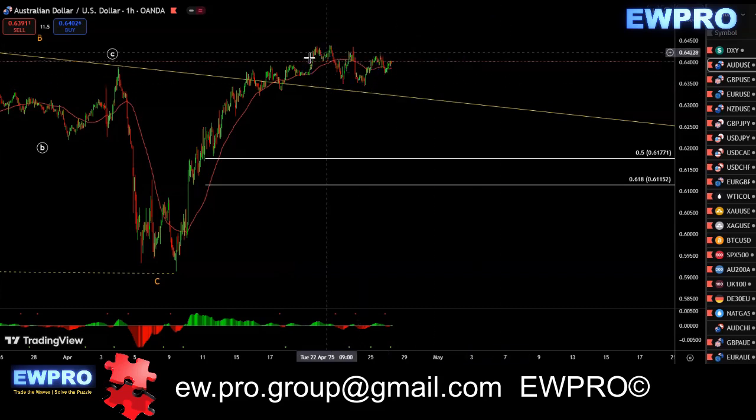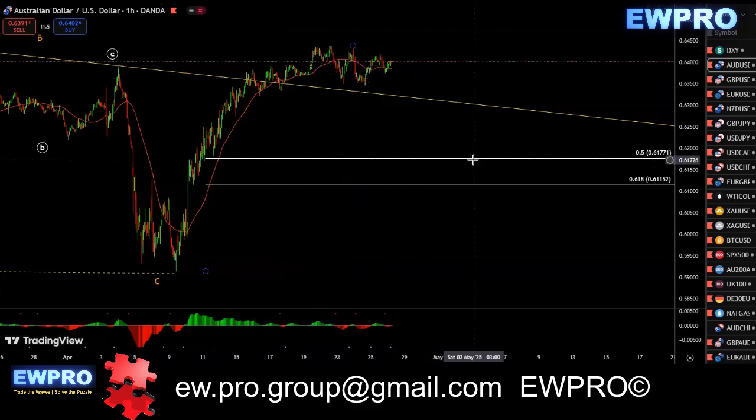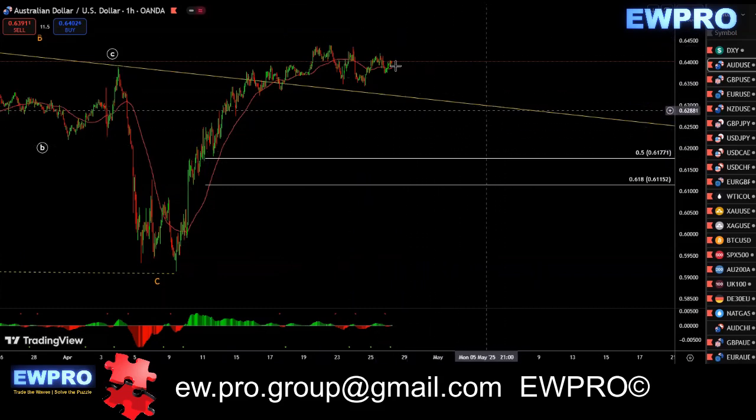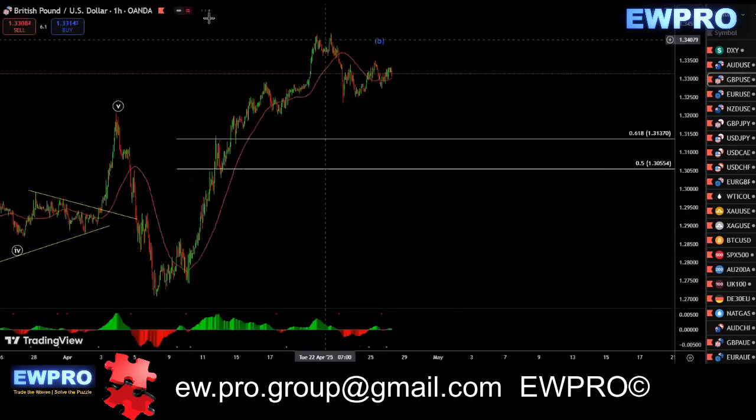At this stage, it's really risky. You're buying at the top of this impulse here. You really want a correction. I'd like to see a correction back down to the 50 fib, or a nice complete correction before I start to look for a buy again.